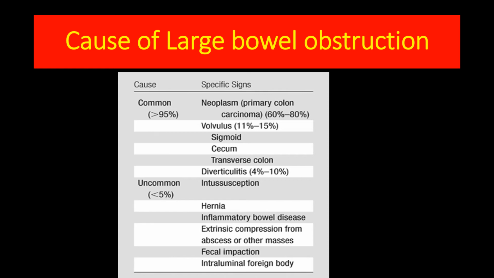Hernia can cause obstruction, as I told. Inflammatory bowel disease like Crohn's disease can cause obstruction, or extrinsic compression like a metastatic mass or an abscess. Also, fecal impaction or an intraluminal foreign body can also cause obstruction. Now we'll see some of the cases of obstruction in a fast review.